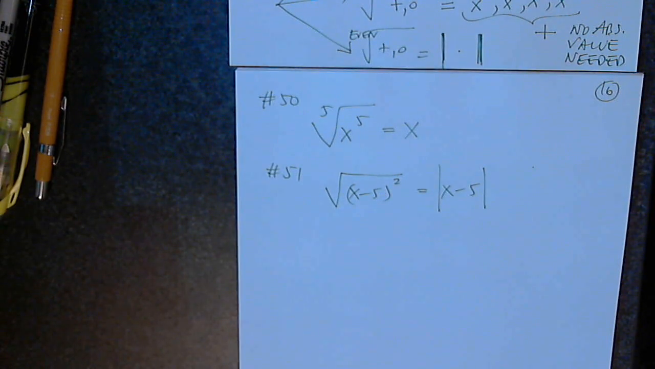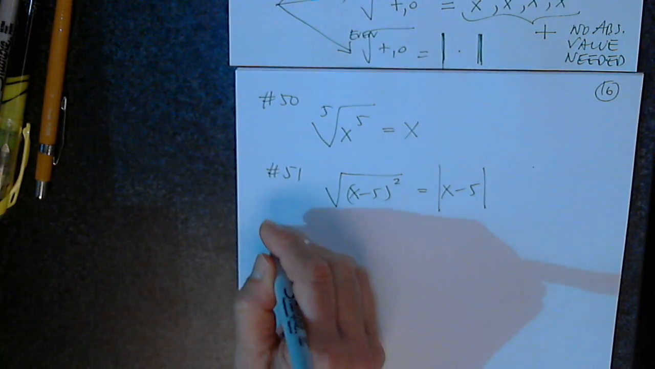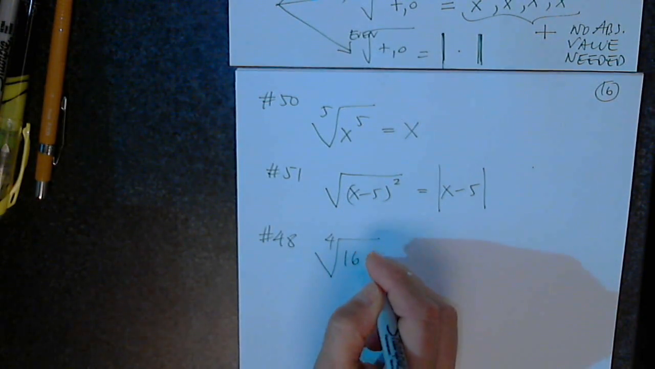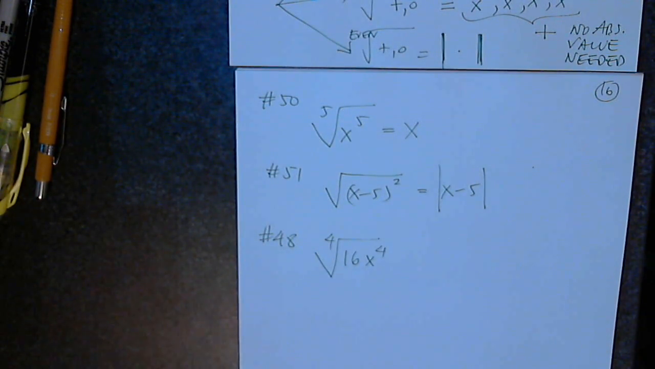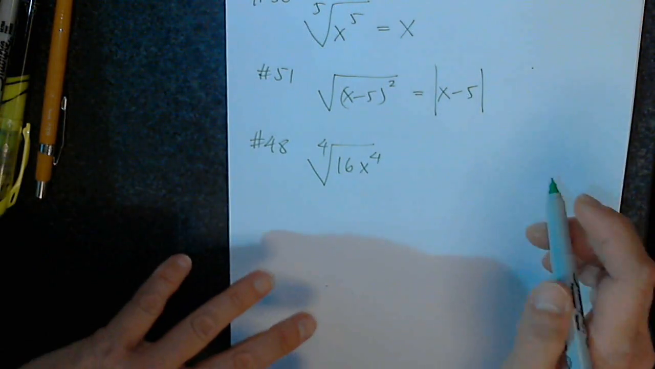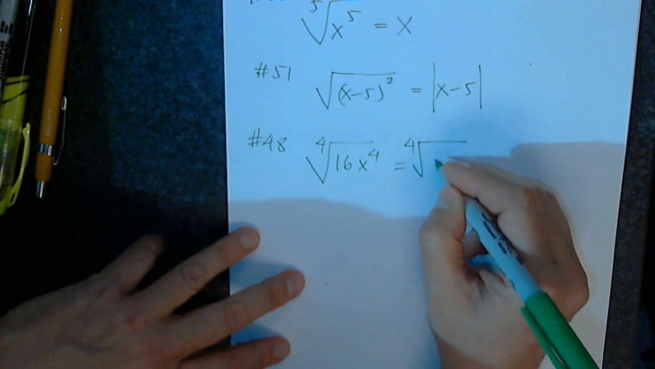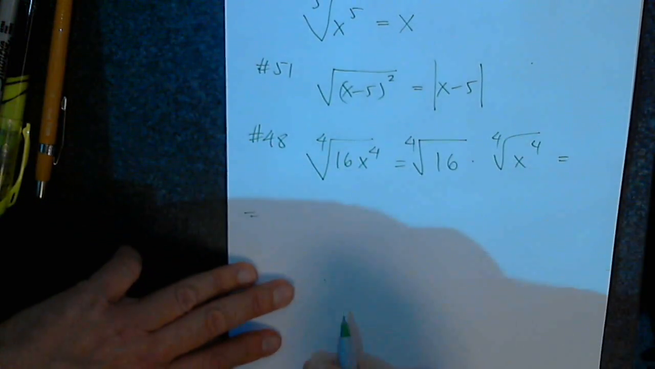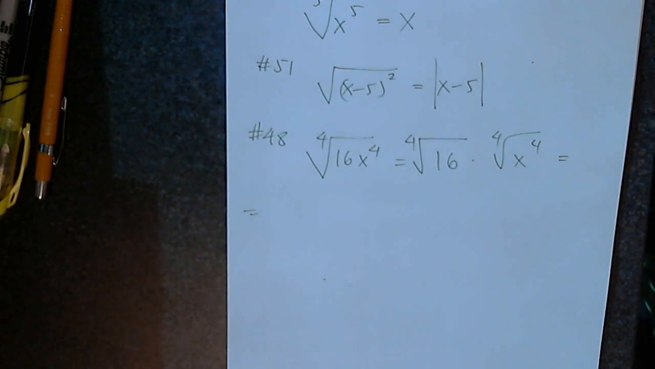48. The fourth root of 16x to the fourth. I recommend split it. The fourth root of 16 and the fourth root of x to the fourth. The reason why I recommend you split it is because you will see later in certain examples, if you don't split it, you may not be aware of what's happening. So I recommend it. So now I'm using two rules, right?